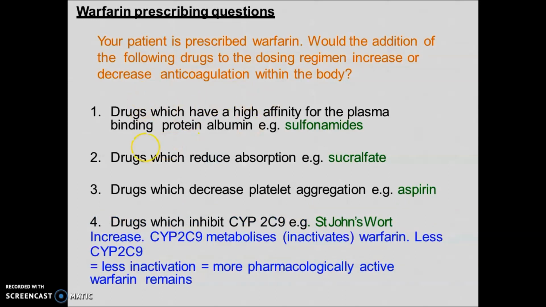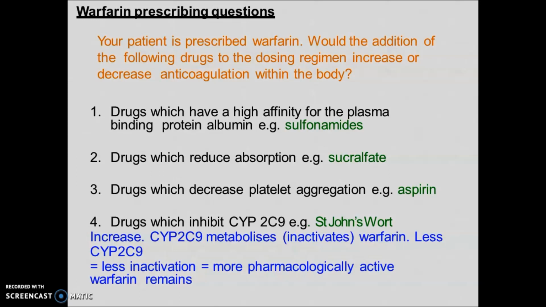Now let's see one more point, that is drugs which inhibit cytochrome P2C9. What is this cytochrome P2C9? It will metabolize your warfarin. So now you give certain drugs like St. John's wort which will inhibit CYP2C9. Then what will happen? More warfarin will be available because it will not get metabolized, and in this way your anticoagulation will increase.